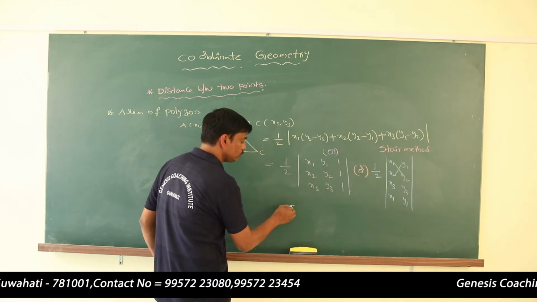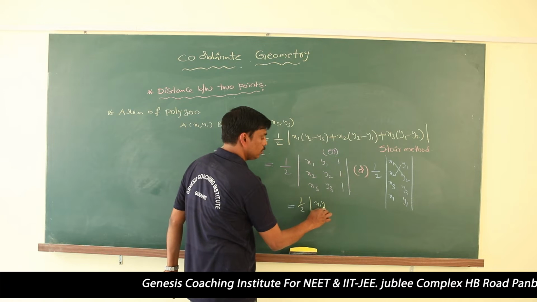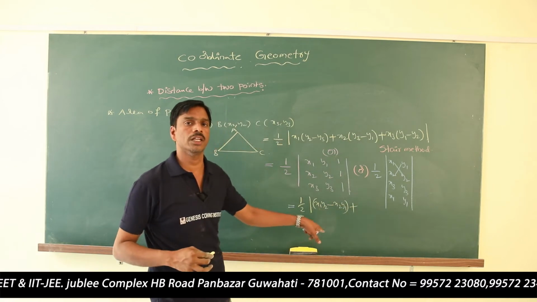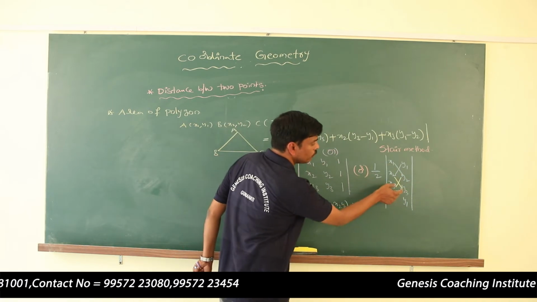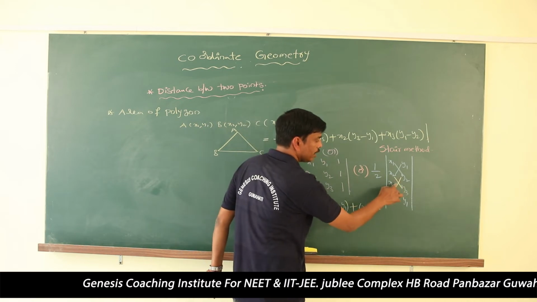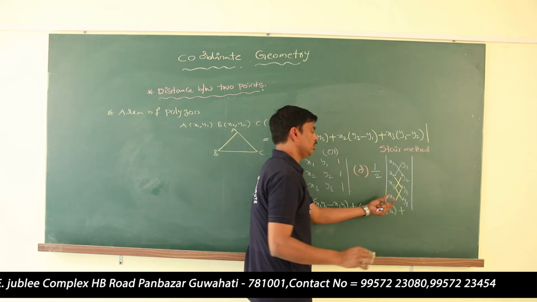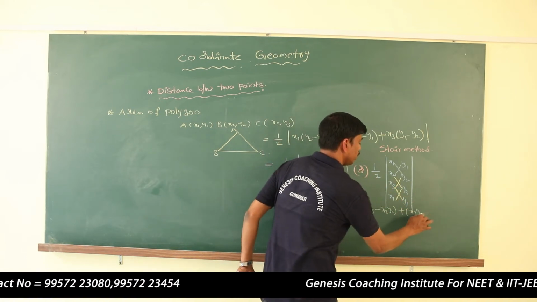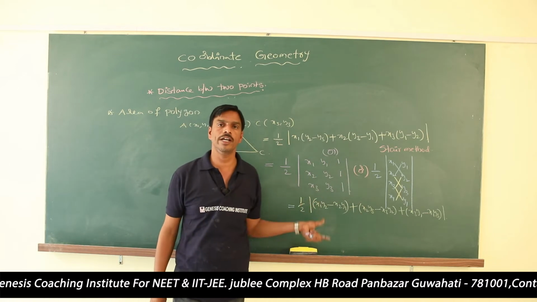So first we take the difference of these two products. That is half into x1 y2 minus x2 y1, next with a positive sign, x2 y3 minus x3 y2, plus, then the difference of these two, x3 y1 minus x1 y3. Like this we can use this formula to find the area of a triangle.